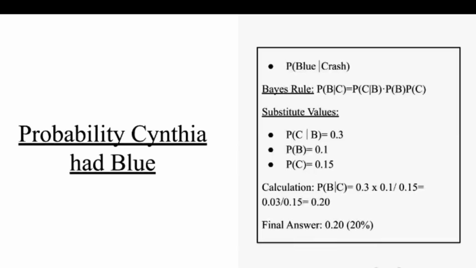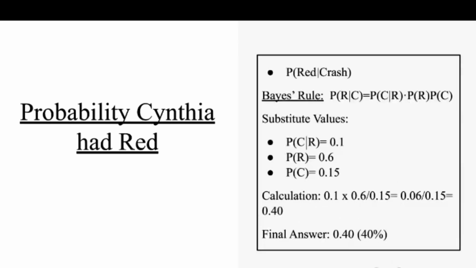Hi, my name is Bridget McConville, and I'm going to be talking about the probability that Cynthia had blue, red, and then the final answer and interpretation. So first, to solve this, we use Bayes' rule, which helps us find a probability after new information, which in this case is a crash. We're finding the probability that Cynthia had blue given that it crashed. So we take the probability of blue crashes, which is 0.3, times how often blue is assigned, which is 0.1. Then we divide by the total probability of a crash, which is 0.15. That gives us 0.2, or 20%.